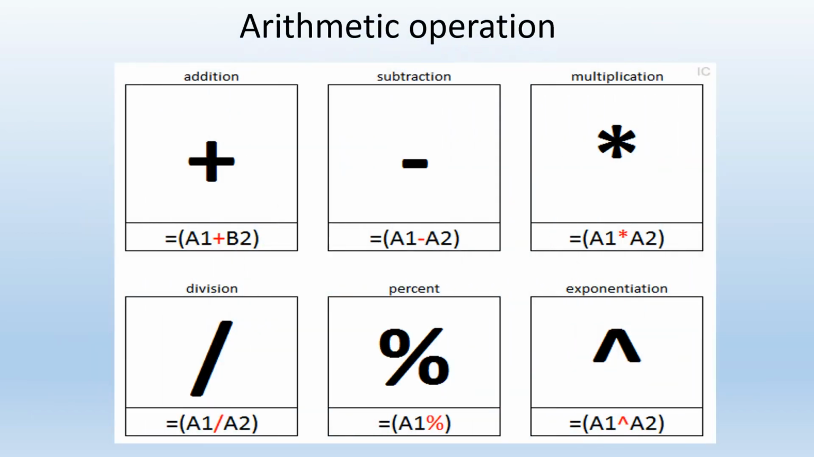And the arithmetic operations. When we say arithmetic operations, addition, subtraction, multiplication, division, percentage and exponentiation are involved. Addition means adding two cells, subtraction subtracts one cell from another, then multiplication can involve more than two cells, division, and once you put the percentage mark, you can get the value as a percentage. And the exponent mark means the power of numbers.